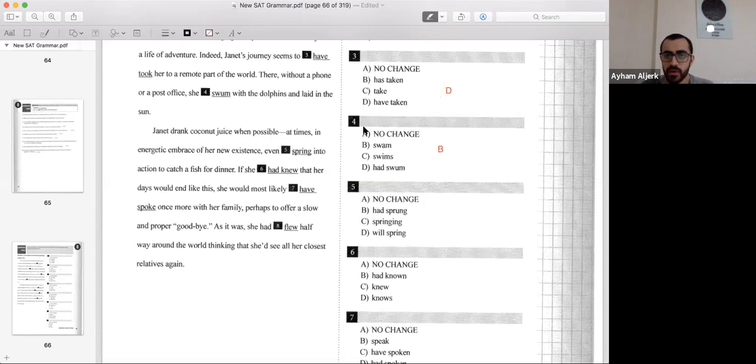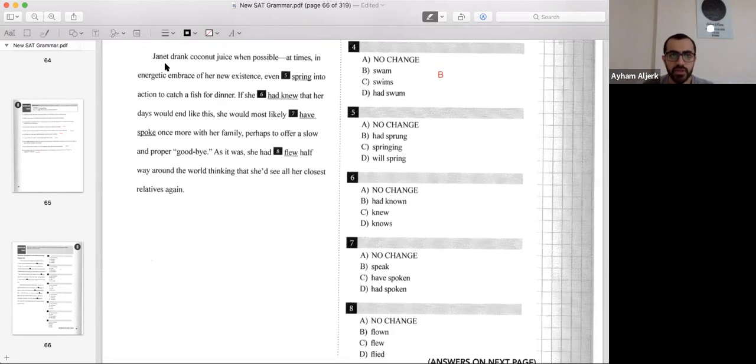Remember, we are talking about the past here. So number C, swims, is incorrect. And here we have had swum, past perfect. Past perfect is usually used when we have 2 verbs in the past. The first verb is past perfect and the other one is past simple. But here we just have 2 actions that happened and finished. So we just have swum, it should be swam.